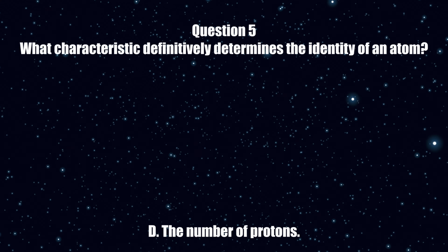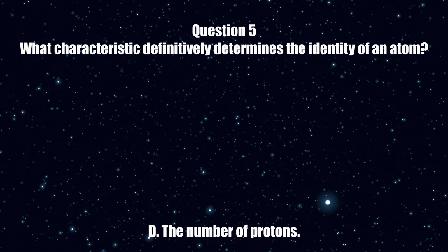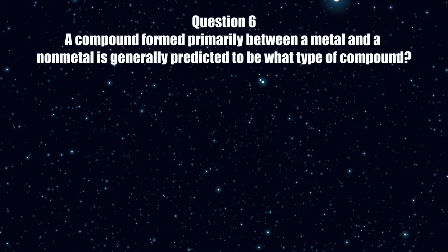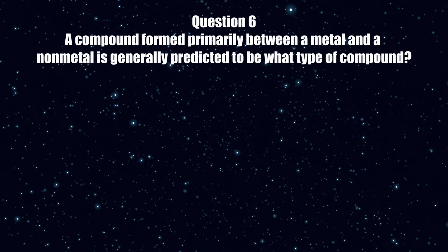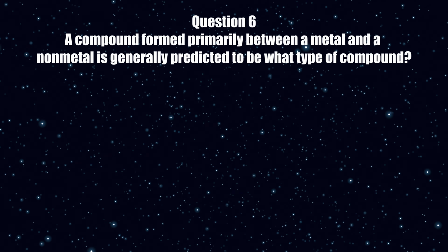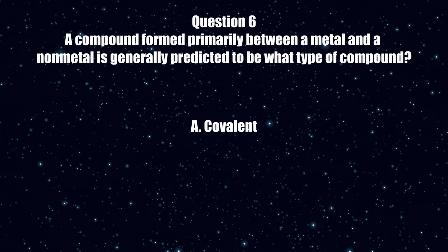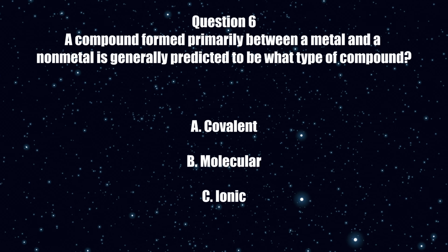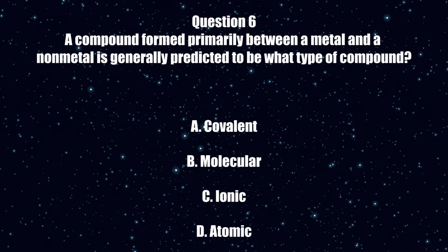The correct answer is D. The number of protons. Question 6. A compound formed primarily between a metal and a non-metal is generally predicted to be what type of compound? A. Covalent. B. Molecular. C. Ionic. D. Atomic.